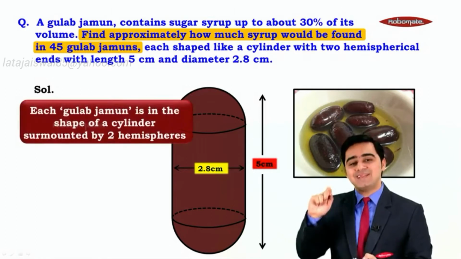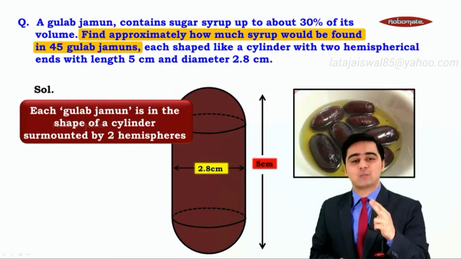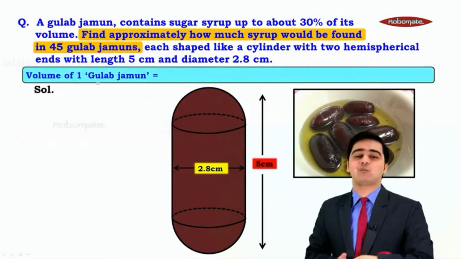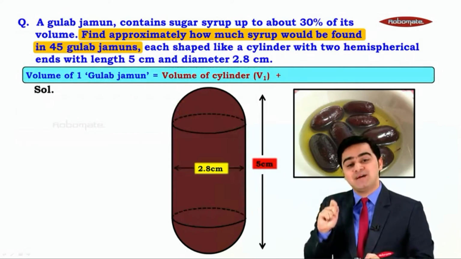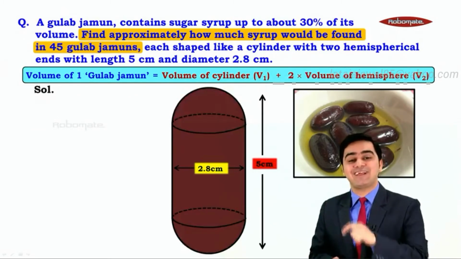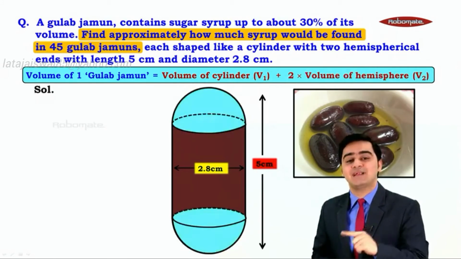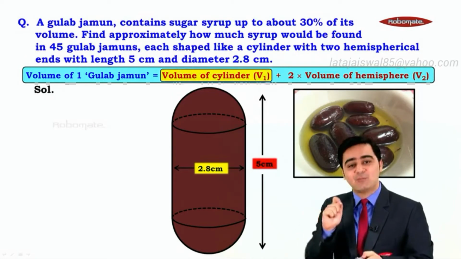We know that each gulab jamun is shaped like a cylinder with two hemispheres at its two ends. So we can say, therefore, volume of one gulab jamun is equal to the volume of the cylinder plus the volume of two hemispheres, which we can write as 2 into volume of one hemisphere, since both the hemispheres are identical. Now, to find the volume of one gulab jamun, let us first focus on getting volume of cylinder.